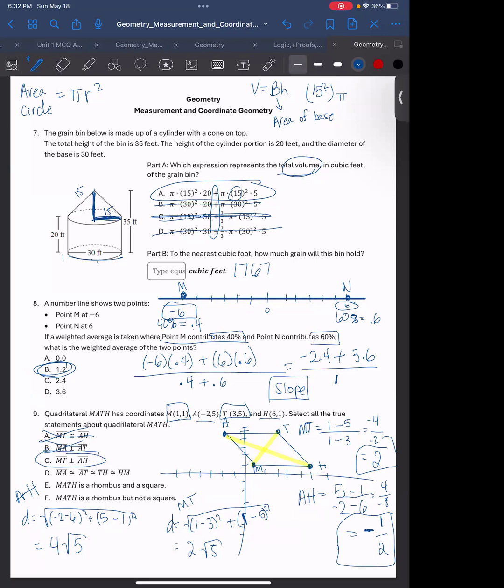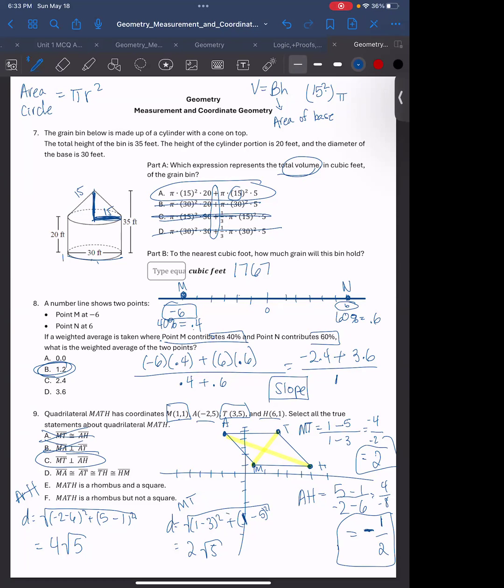Now we need to figure out if the distances for these are all the same, right? Because they're quadrilaterals, maybe they're all the same. If they are all the same, is it a rhombus or a rectangle? If all the sides are the same, it's a rhombus. So now we're going to calculate the distance from all of these points.